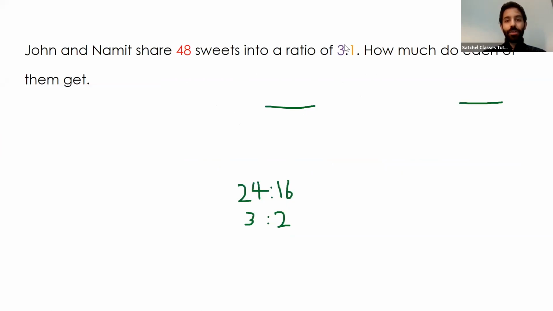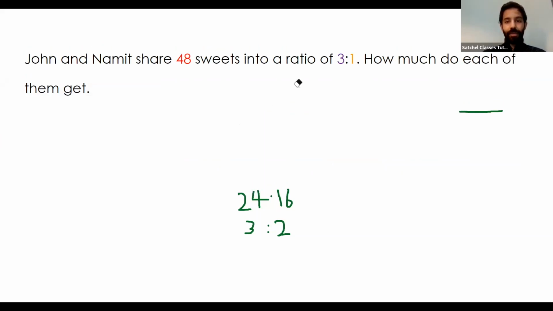Right, so now we're going to learn how to divide a quantity in a given ratio. So it says John and Namit share 48 sweets in a ratio of 3 to 1. How much do each of them get? Firstly, we need to look at this ratio of 3 to 1. We're going to have 4 parts in total. We have 3 parts for John and 1 part for Namit.